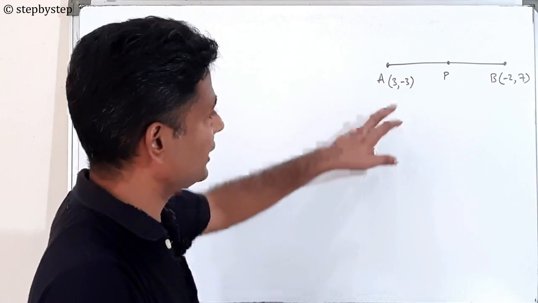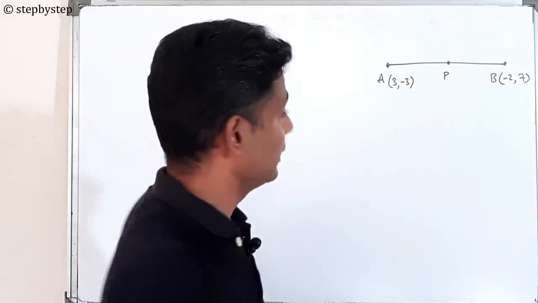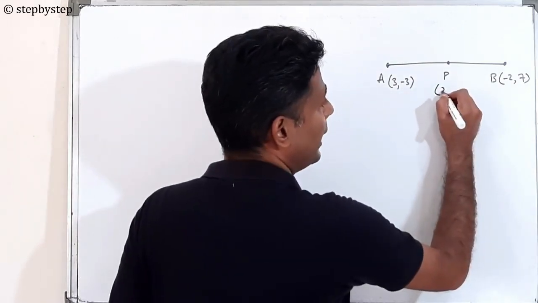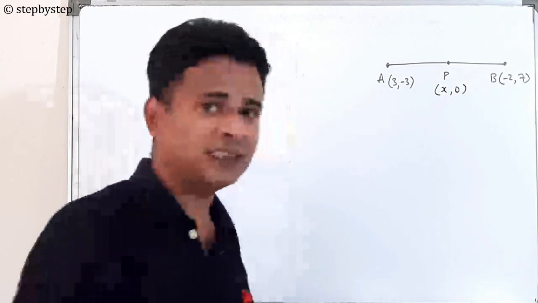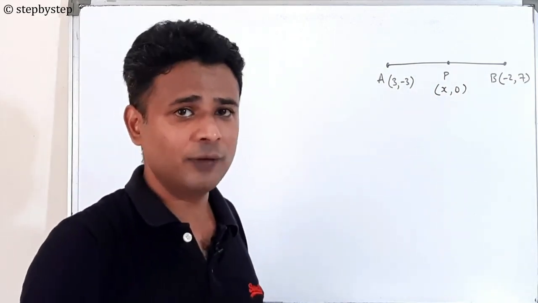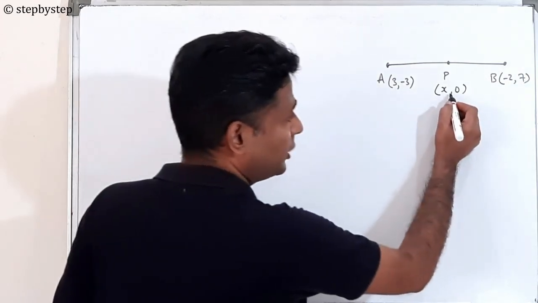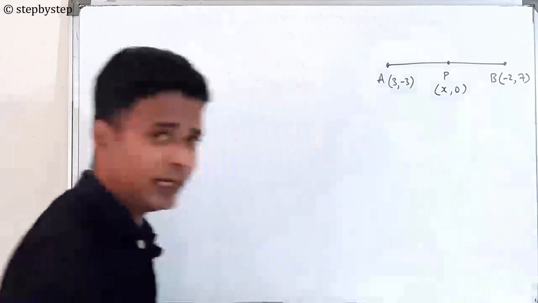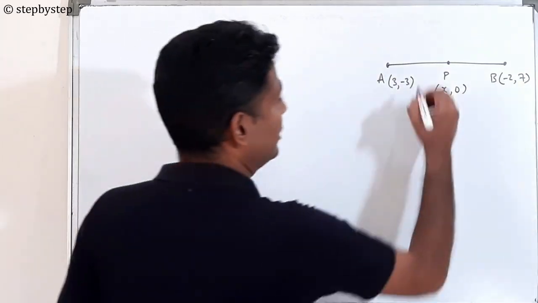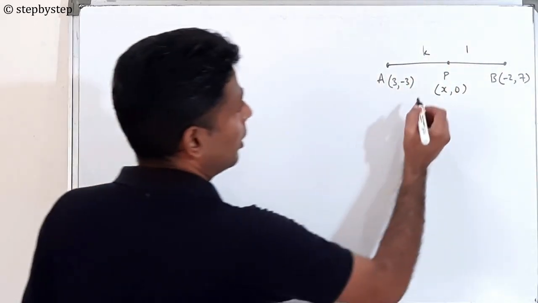Alright guys, the next question they have asked: in what ratio does the x-axis divide the line joining A and B? So let the point on the x-axis be P, which will be equal to (x, 0). Any point on the x-axis can be written as (x, 0) because the y coordinate is always 0 on the x-axis. So in what ratio does this point divide the line joining A and B? Since we have to find the ratio, we'll assume the ratio to be k is to 1.